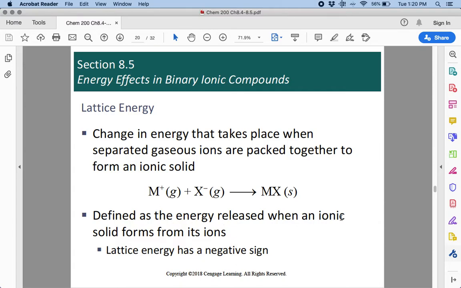So it's defined as the energy released as an ionic solid forms, right? So this is high energy. These are gases, right? So there's a lot of energy in those. And as they form the solid, energy is released as that happens. Because it's energy released, think back to our thermochemistry days, right? This means that lattice energy should have a negative sign.